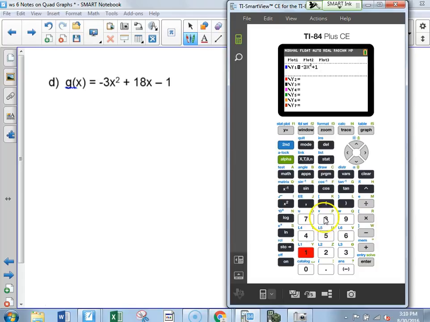You have to use the other x down here, the alpha x, and I think it works, but it won't work in other modes, so. It's above the store button. Did you find it? Okay, -3x² plus 18x minus 1. All right. Now, I want us to try this in a standard window first. So that's zoom 6.